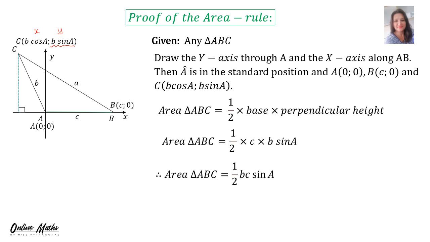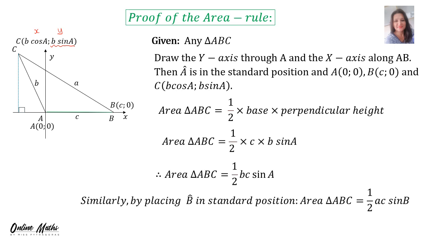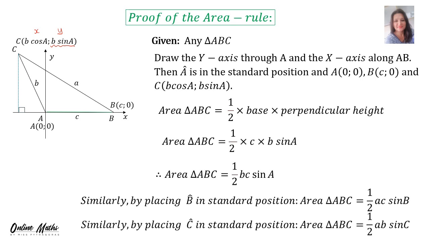Therefore, you can write the two together and you write it as the area of triangle ABC = half bc sin A. But you also have to add the following. Similarly, by placing angle B in standard position, you can rewrite the area rule: the area of triangle ABC is half ac sin B. And similarly, by placing angle C in standard position, the area of triangle ABC is half ab sin C.